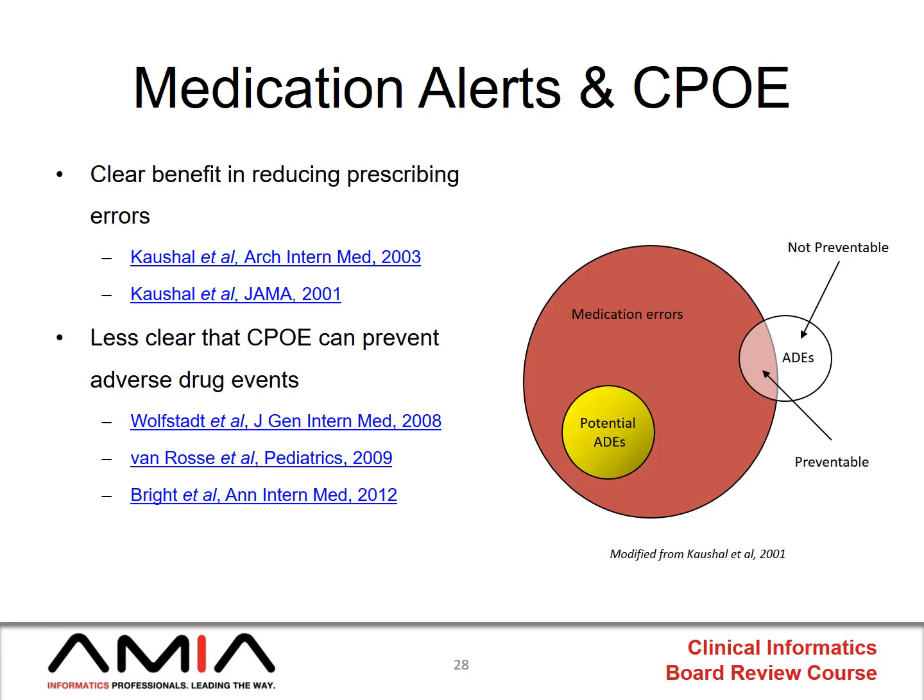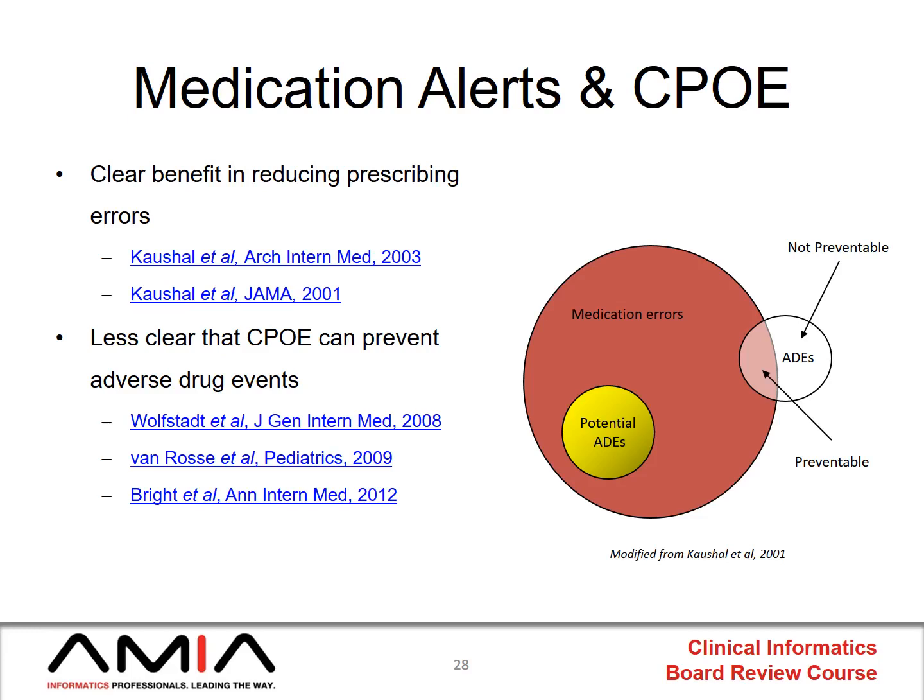And you may be thinking, well, how is that possible? How is it that we can reduce the number of prescribing errors and not reduce the types of adverse drug events that reach patients? And part of that has to do with this sort of Venn diagram of medication errors that's shown on the right, where in the universe of medication errors shown in maroon, there's only a slim subset of them, there's only a slim intersection between that circle and the universe of adverse drug events.